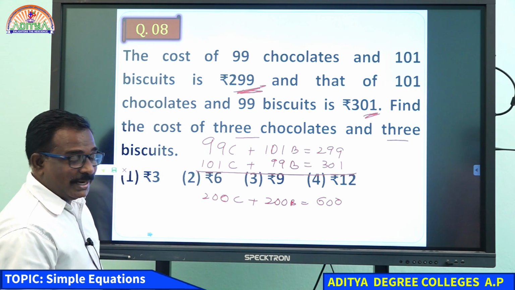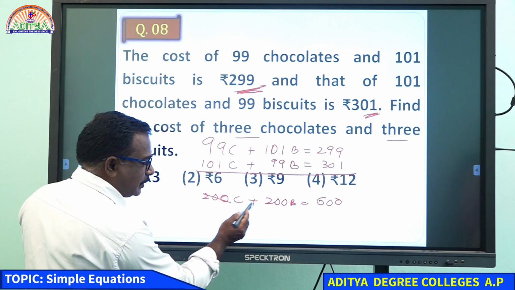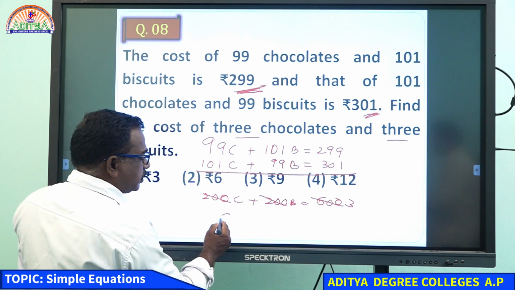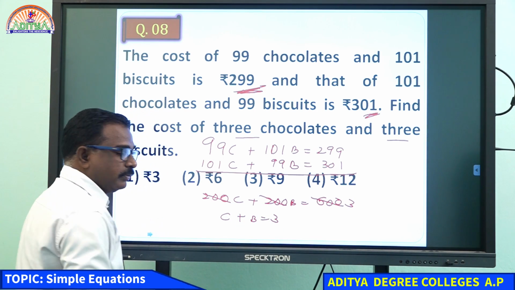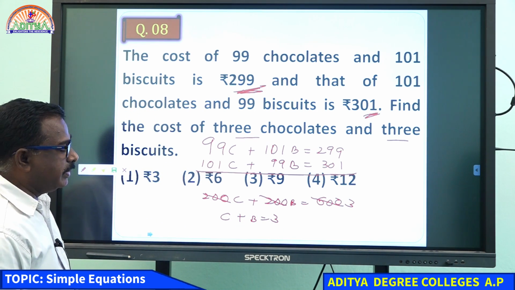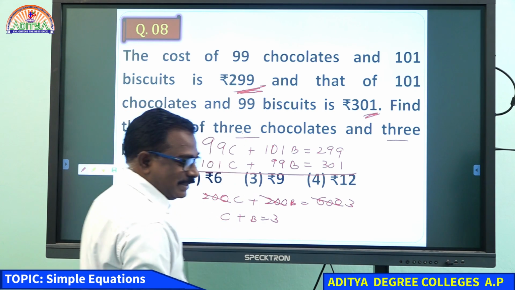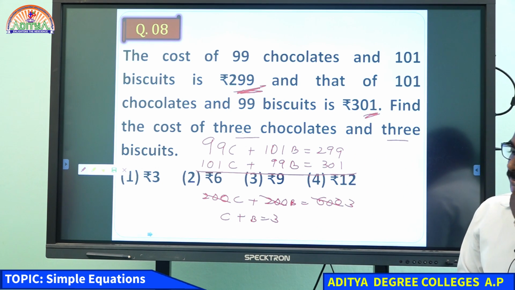Now I can cancel 200 directly throughout the equation. 200 cancels, 200 cancels, and 200 goes 3 times. So the cost of one chocolate and one biscuit is 3 rupees. But he is asking for 3 chocolates and 3 biscuits.